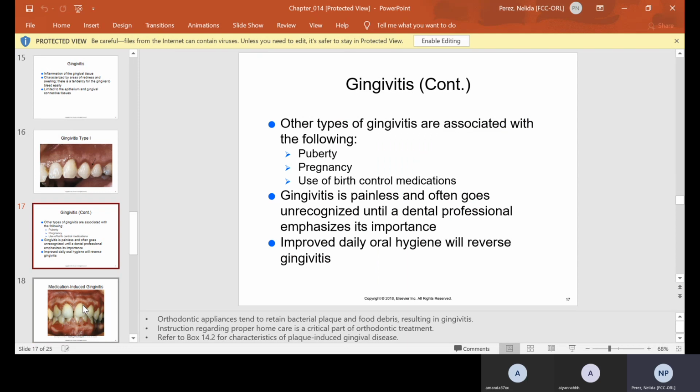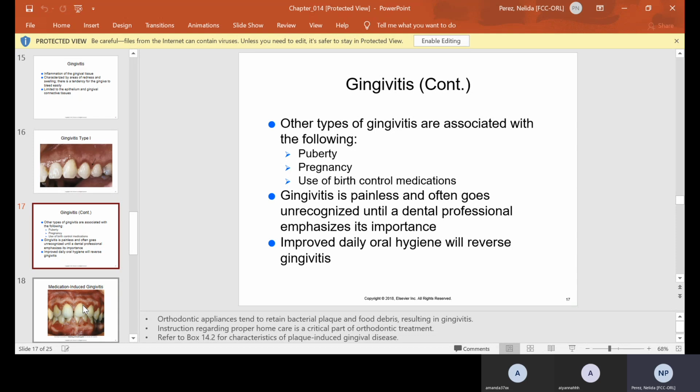So gingivitis, again, other types are associated with the following: puberty. So when the kids go through their changes, they might have gingivitis type 1, pregnancy, use of birth control medications. Again, it's painless and often goes unrecognized until a dental professional emphasizes its importance, and improved daily oral hygiene will reverse gingivitis. Now, orthodontic appliances also tend to retain bacterial plaque and food debris, resulting in gingivitis.